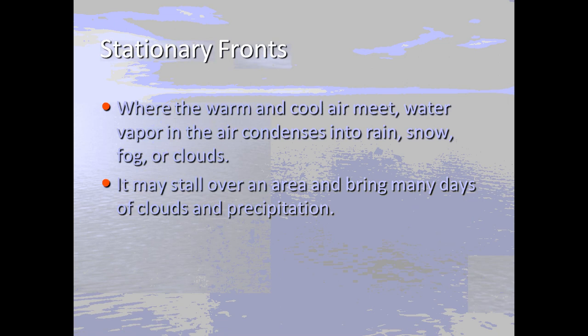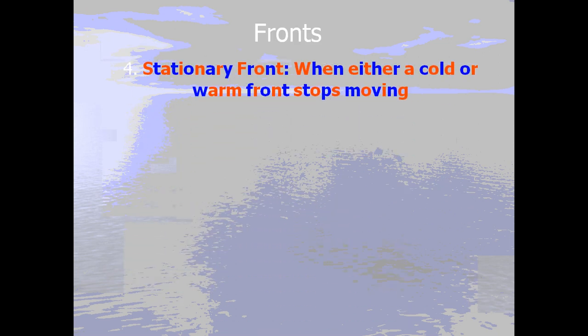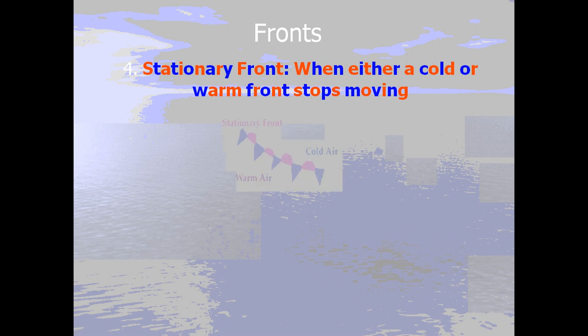During stationary fronts, it's where the warm and cool air meet. Water vapor and air condenses into rain, snow, fog, or clouds. It may stall over an area and bring many days of clouds and precipitation. So, with the stationary front, it's shortened as a definition to mean when either a cold or warm front stops moving. That's the short definition.